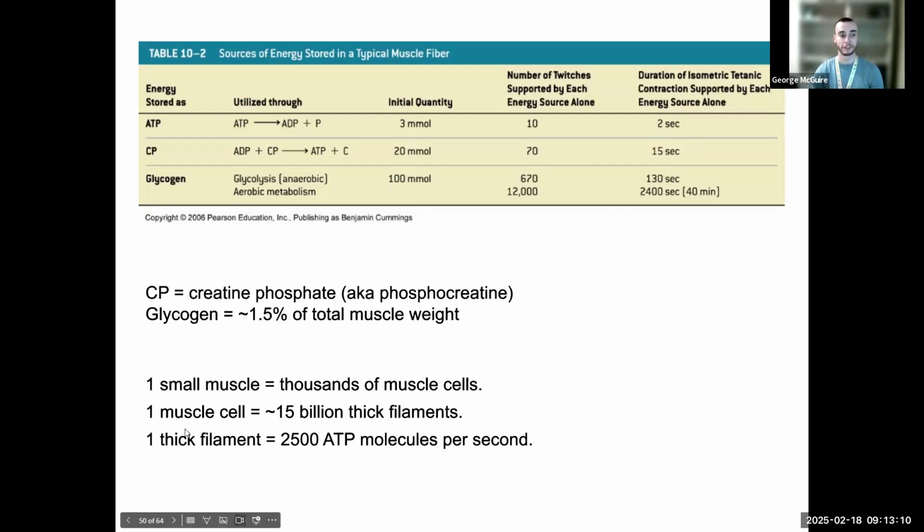We can multiply that number by 15 billion for the number of thick filaments in each muscle cell, and then multiply that number by, let's say, 2,000 to get an idea of the total amount of ATP used in a tiny muscle. That's an insanely large number to consider. So muscles are using a lot of energy, and they try to prepare for this. They have some special structures as well as their own stored energy sources that some of your other tissues don't have. Muscle cells have some ATP stored and ready to go at a moment's notice.